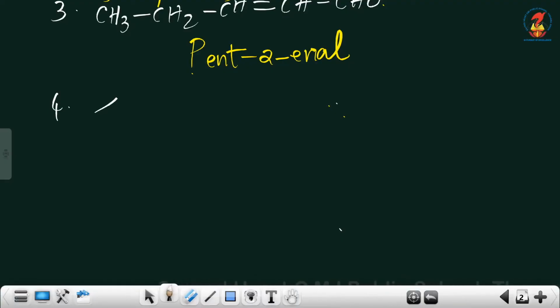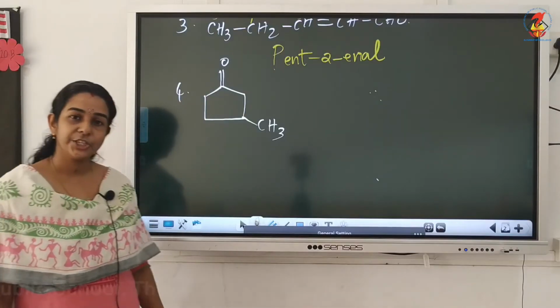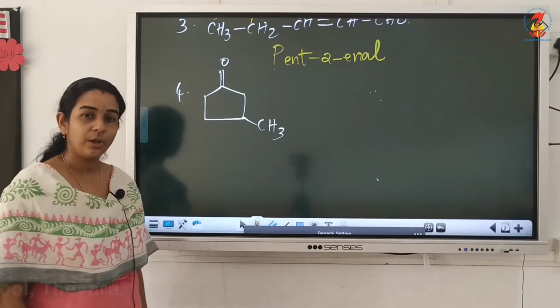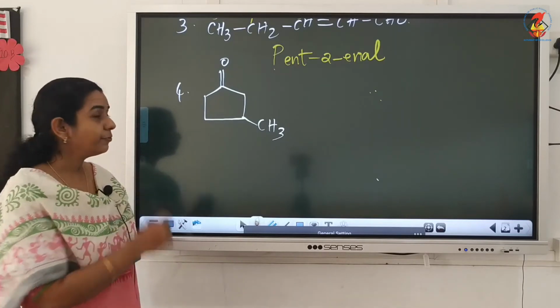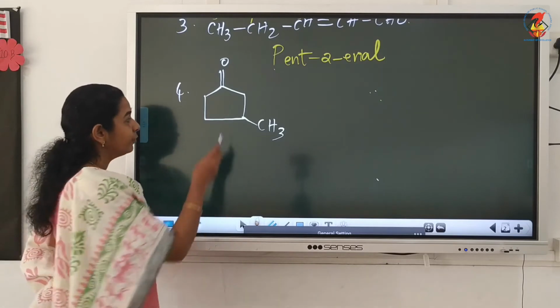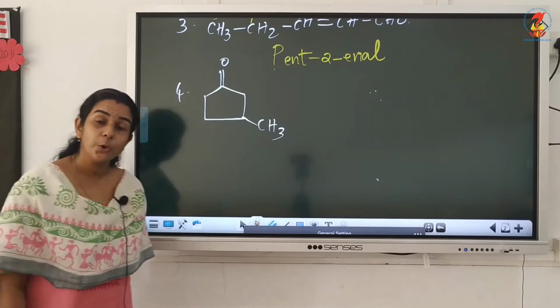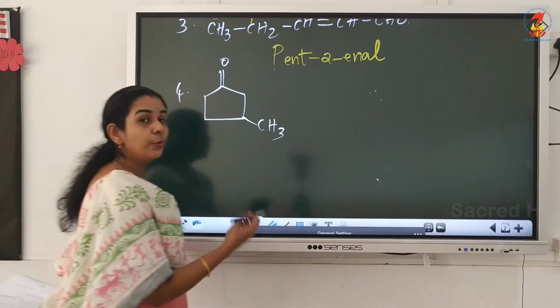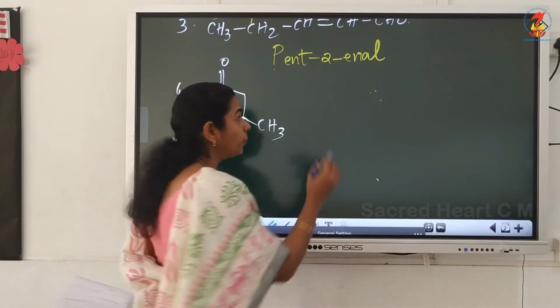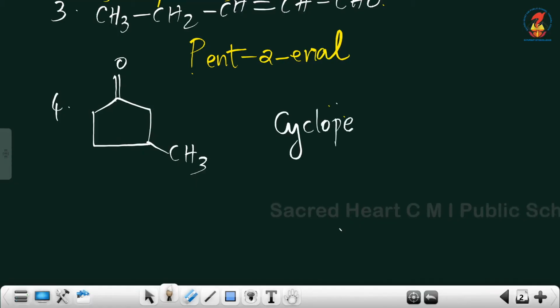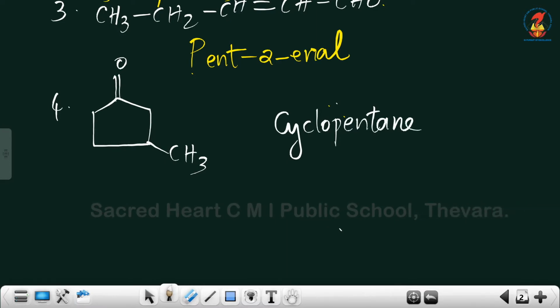Next compound. Here, is it a chain? No, it is not a chain compound, it is a ring compound. So identify the parent. What is the parent carbon or parent ring here? It is a cyclopentane ring, isn't it? So the word root is not pent, it is cyclopent. Cyclopentane is the parent. Okay.